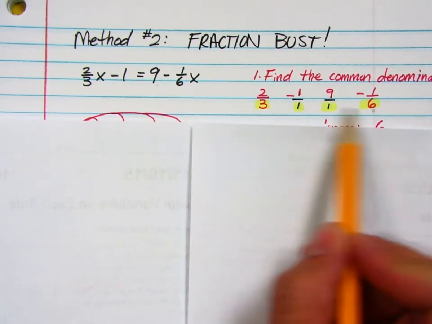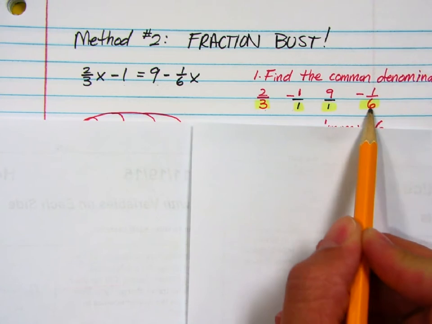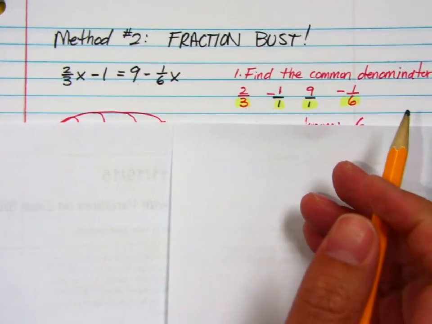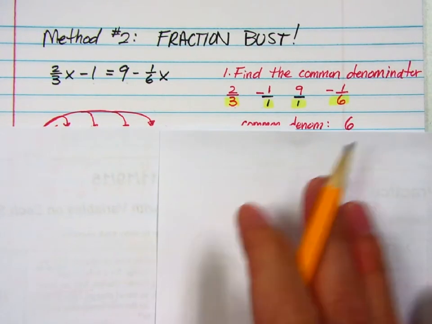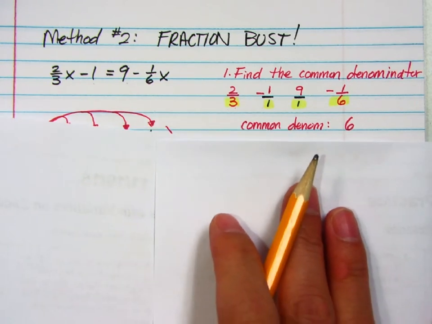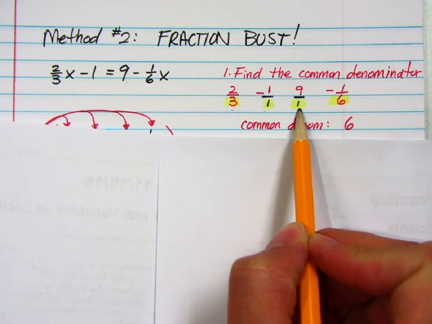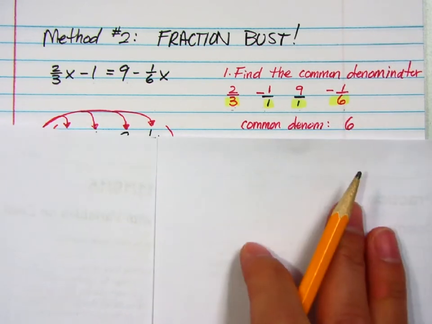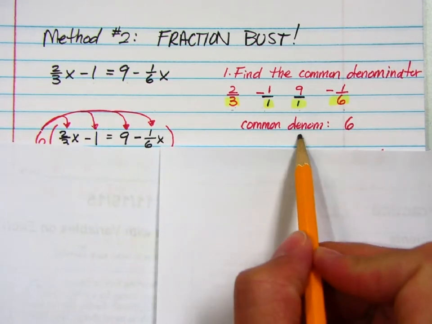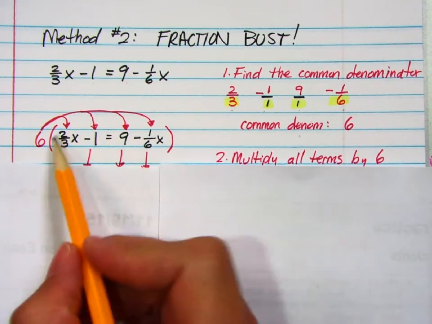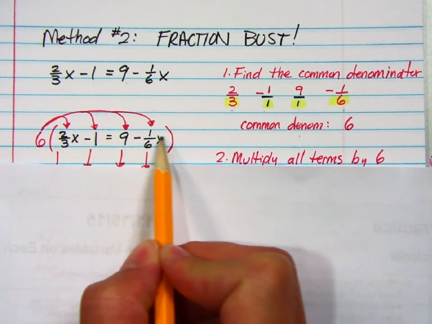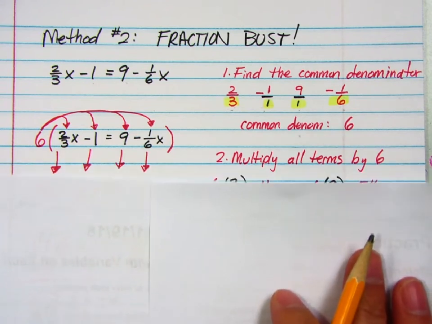So I look at all this and I say, look, between 3, 1, 1, and 6, what's the common denominator? I would have to say that common denominator is 6. So I can multiply this by 2 to get to 6, these by 6 to get to 6, and this one I can leave alone. So I figure out that's my common denominator, and then I use that common denominator to multiply everything. All 4 terms get multiplied by 6.